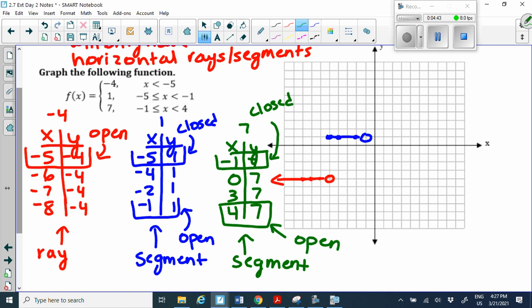So I go to -1, I go up 7, so 1, 2, 3, 4, 5, 6, 7, and that's going to be closed, and then all the way to 4. That's going to be open. As I connect my closed to the open, everything else is closed, and there we have it. So that would be our step function.